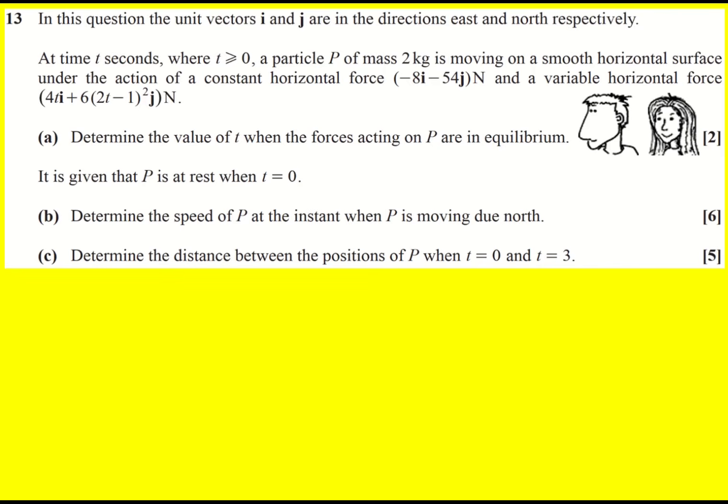We have a particle, mass 2 kilograms, and two forces are being applied to it, a constant force and a variable force. We're asked in part A to determine the value of t when the forces are in equilibrium. So let's work out the resultant force.